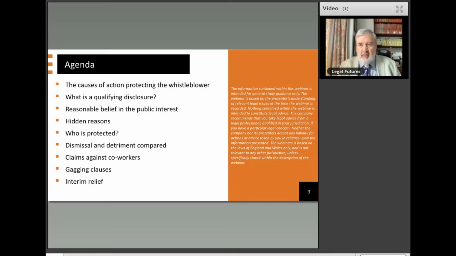There are different remedies for them, different standards of proof and so on, which makes it all a little bit complicated. The area of claims against co-workers, and then gagging clauses, non-disclosure agreements, and their limitation with regard to the area of whistleblowing, and finally the remedy, which is almost unique to whistleblowing, and that is interim relief.